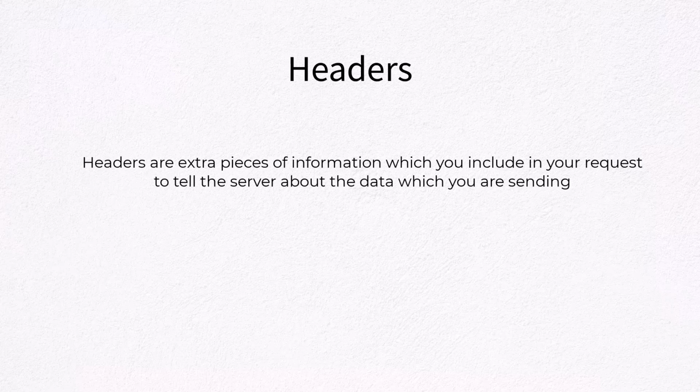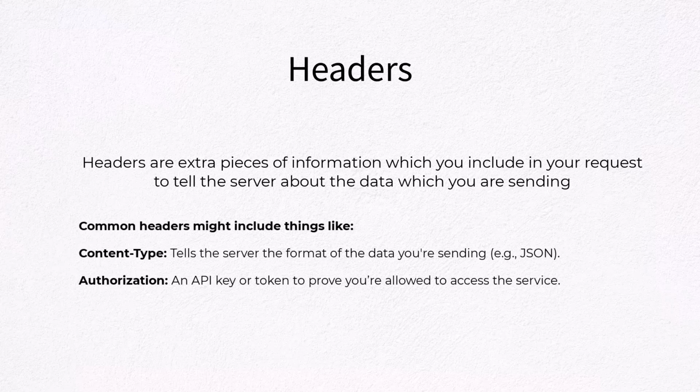After parameters, the next thing is header. Headers are extra pieces of information which you include inside your request to tell the server about the data which you are sending. In the header, we usually pass a field called content type, and there we can specify the type of data or content we are sending. Then we usually pass an API key in the header, which is used by the server to authenticate whether we can access their API or not. And we are going to use these things inside our application.